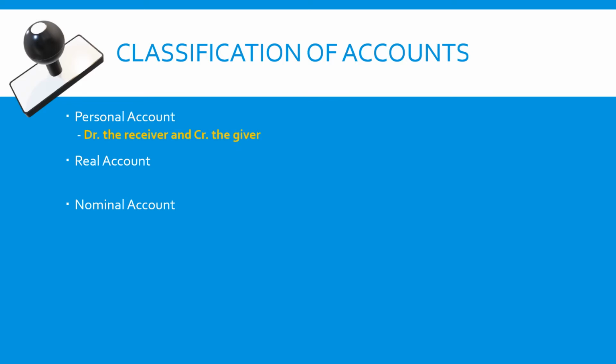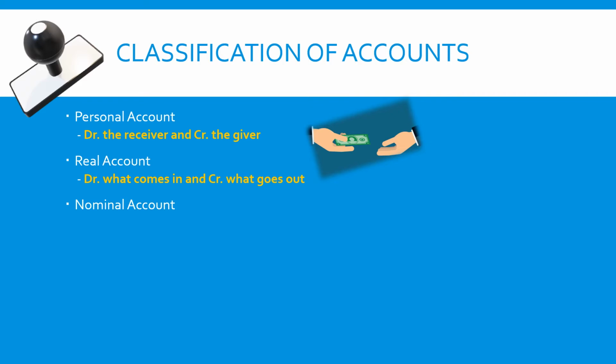Now, for personal account, the thumb rule is debit the receiver and credit the giver. What I'm saying is, the account of the person who receives something should be debited and the account of the person who gives something should be credited. That's what it clearly says: debit the receiver and credit the giver. So what is the rule for the real account? Debit what comes in and credit what goes out.